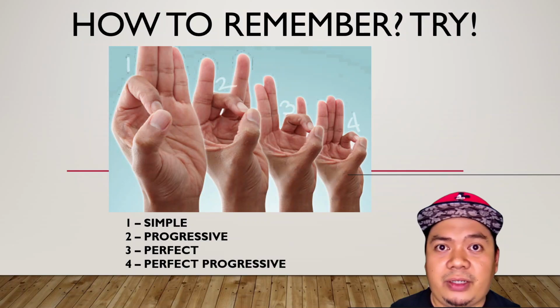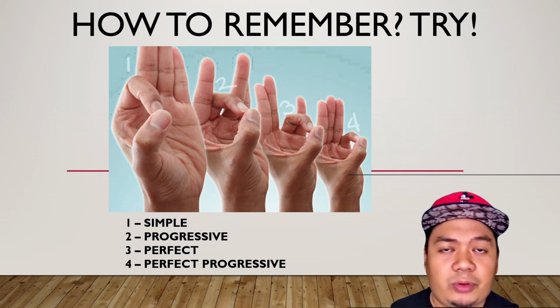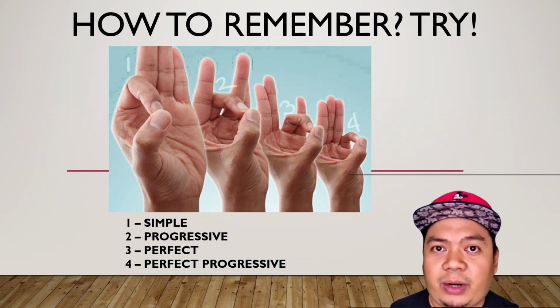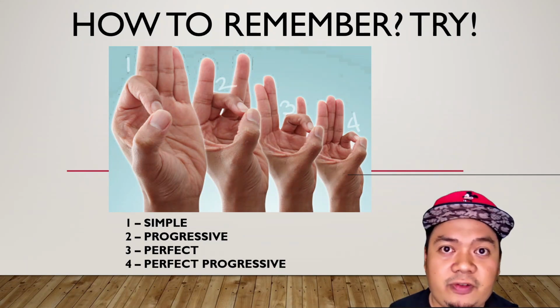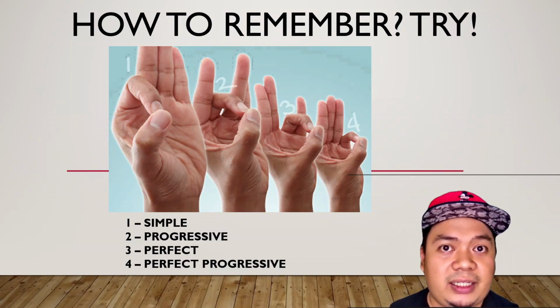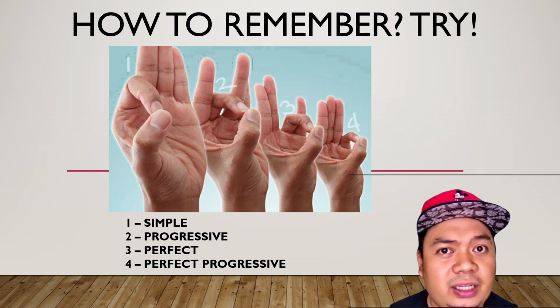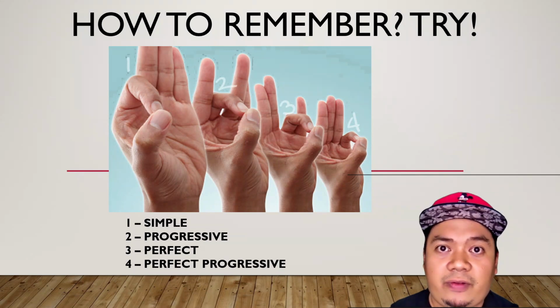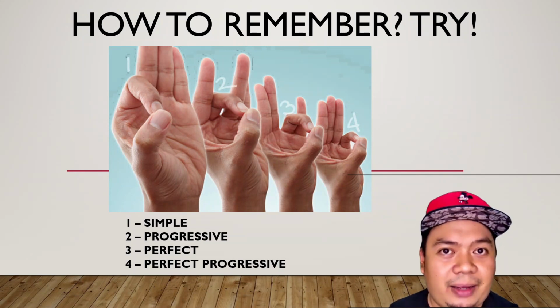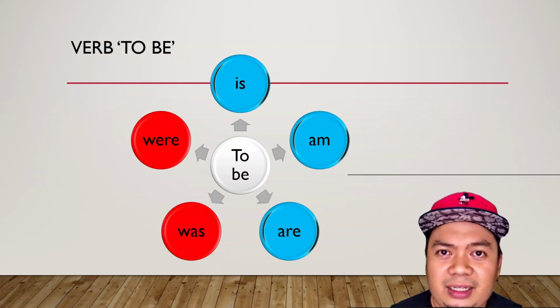So let's say, for example, if you talk about present tense, you have present simple, number 1. You have present progressive, number 2. You have present perfect, number 3. And you have present perfect progressive, number 4. So we have a total of 4 different aspects of present tense. The same thing is true for past tense and future tense. So all in all, we have 12 different verb tenses. You can try them.